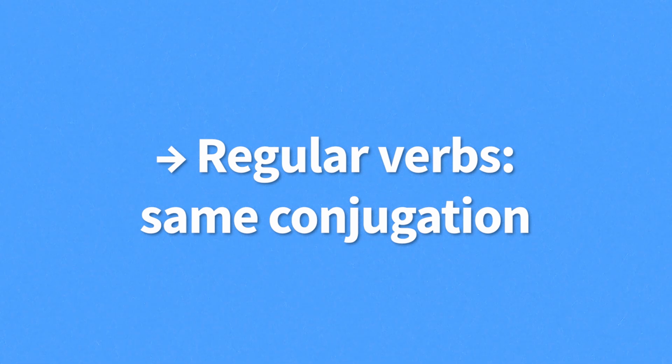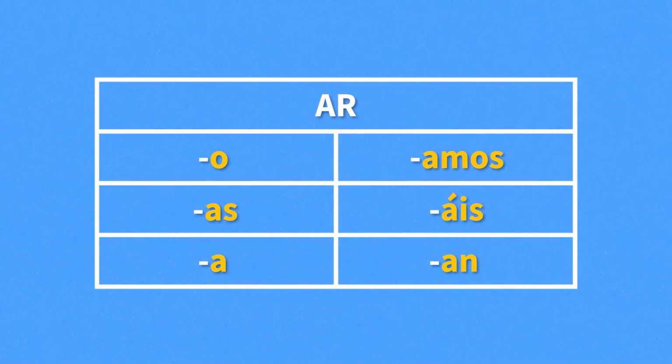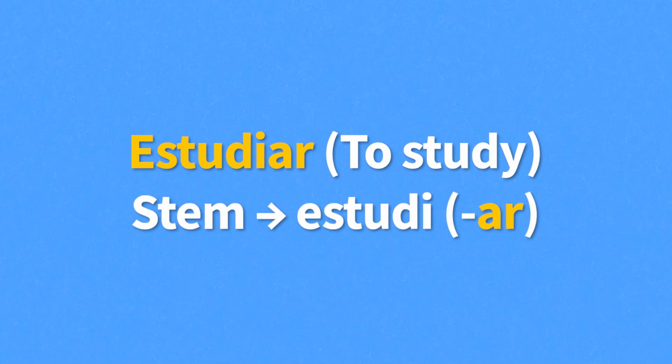So let's put that theory to the test. This is the table to conjugate an AR verb. Let's go through the verb estudiar. Estudiar means to study, and to conjugate it, we take the stem estudi and add the appropriate endings.